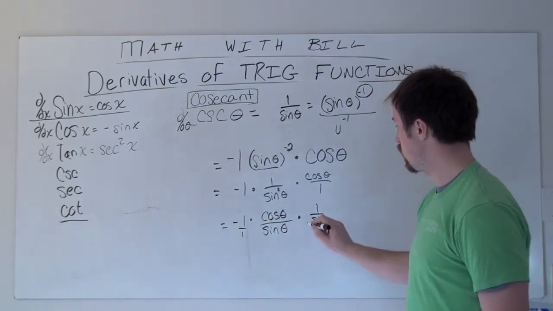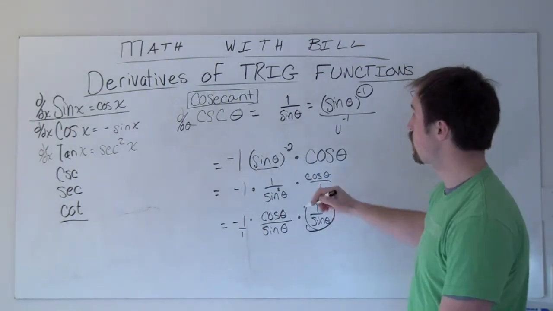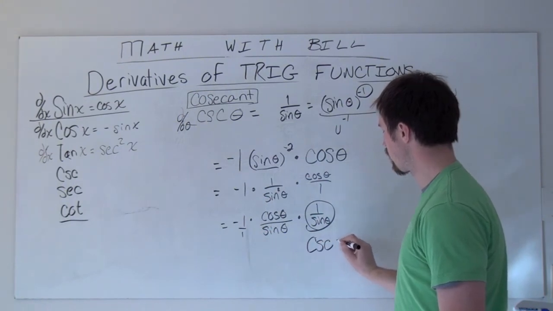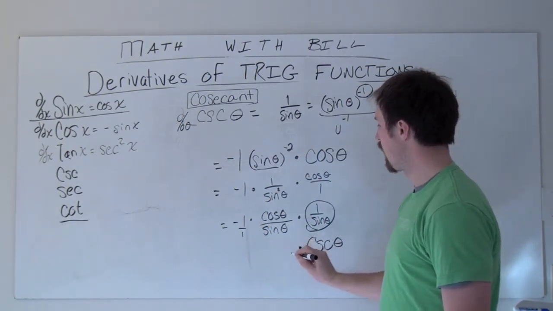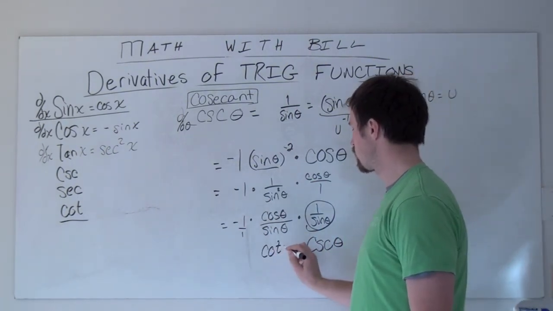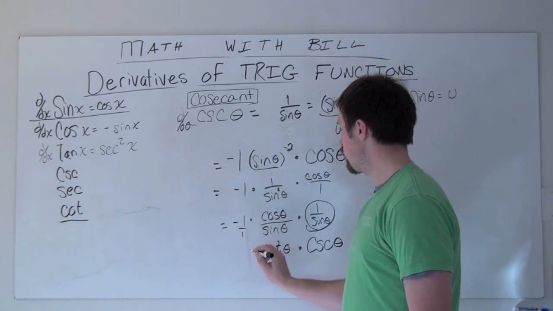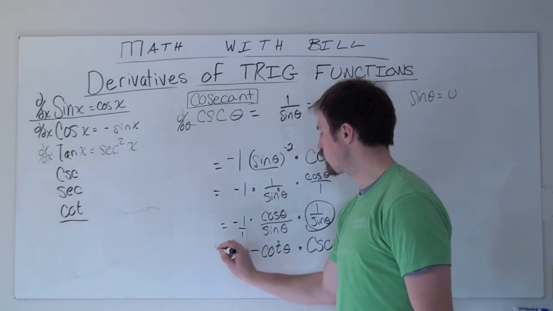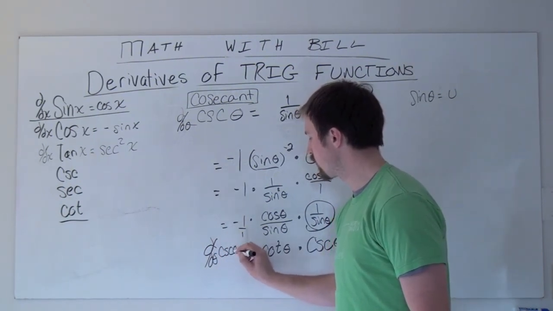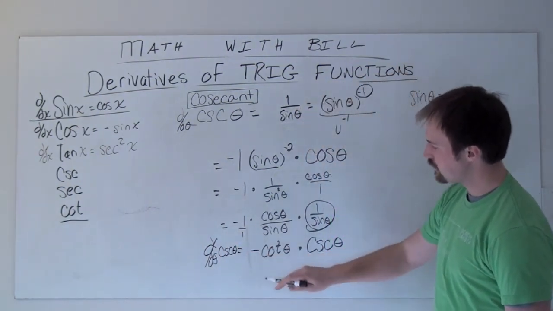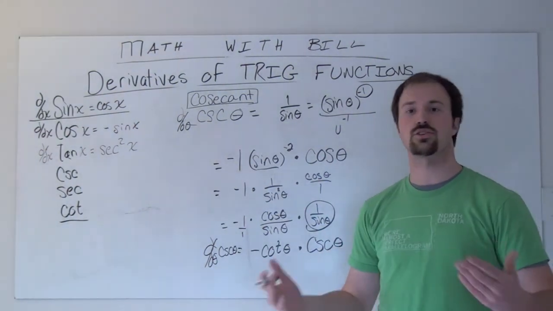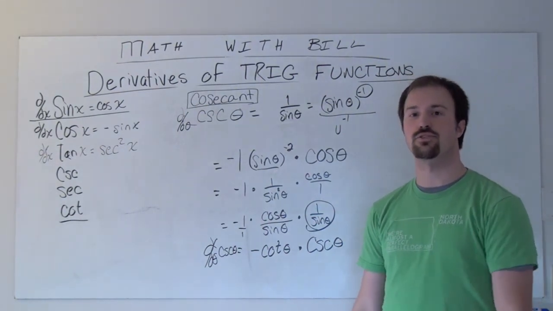Now, 1 over sine theta you should recognize from the original piece. 1 over sine theta is cosecant, so cosecant of theta. And then cosine over sine is cotangent. -1 times these two means that our derivative with respect to theta of cosecant theta is the opposite of cotangent theta times cosecant theta. So negative cotangent times cosecant is your derivative.